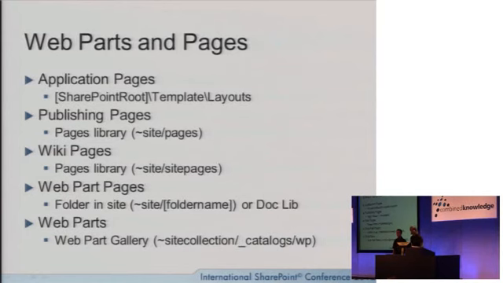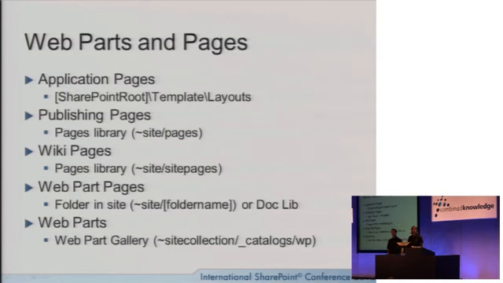If we want to deploy publishing pages, you will do that to the pages library. Again, you will need the publishing features to be activated on your site in order to have that library. If you don't have that on, you will have the site pages library, and you can deploy wiki pages to it. So they will go into the site pages library within your site collection.